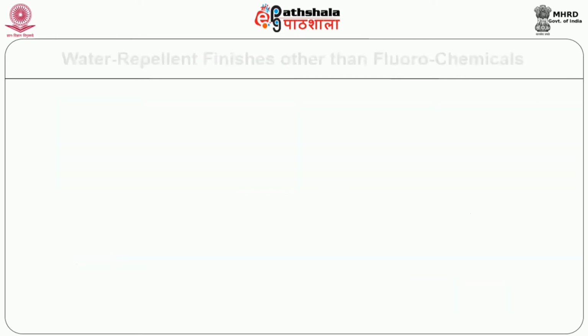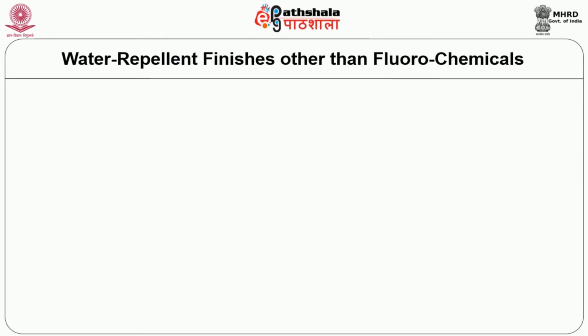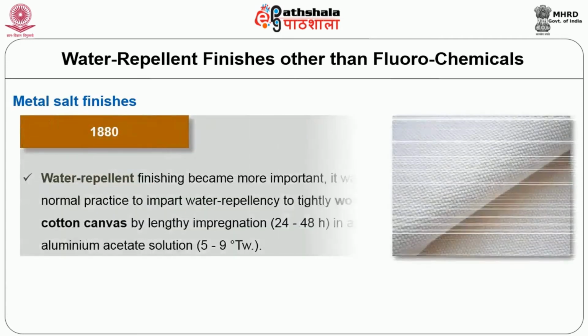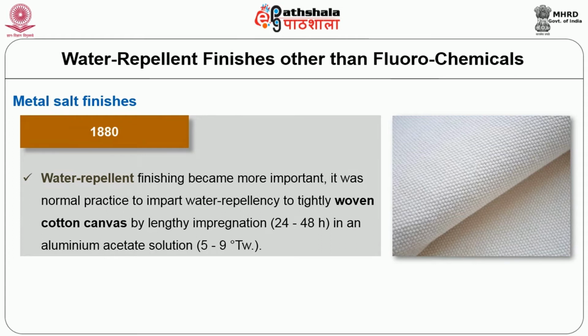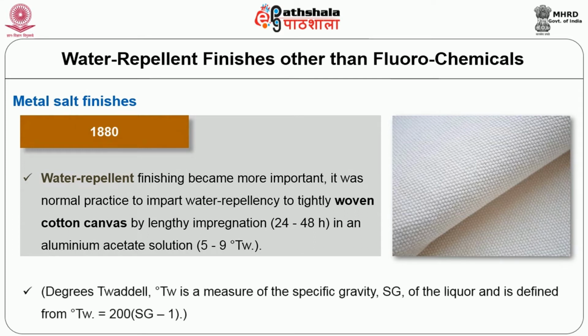The second one is water repellent finishes other than fluorocarbons. Under this, the first one is metal salt finishes. In the period from 1880 onwards, when water repellent finishing became more important, it was normal practice to impart water repellency to tightly woven cotton canvas by lengthy impregnation, that is from 24 to 48 hours, in an aluminum acetate solution at 5 to 9 degrees Twaddell. Twaddell is a degree measure of specific gravity.